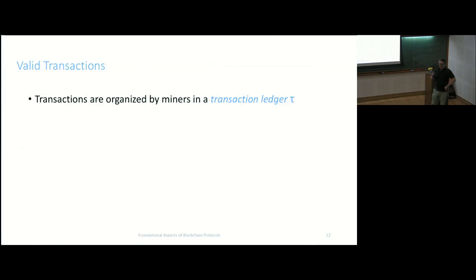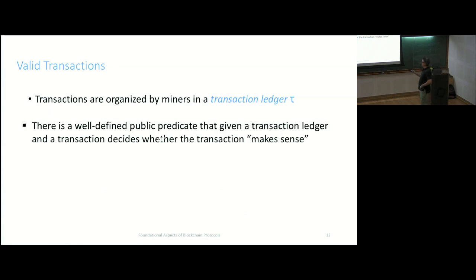Okay, so we talked about these transactions. We need the notion of a valid transaction. And these transactions, as I say, are organized in a ledger. And depending on the application, there should be a well-defined public predicate that says this transaction is valid. Call that the predicate valid, and this means, if we have a ledger, that a transaction ensures that we have enough funds to send the money, otherwise the transaction should be invalid.